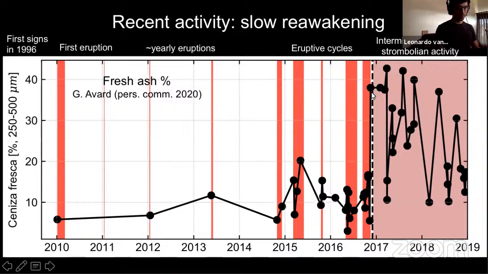But it is by 2017 when we see a big increase in the juvenile component, and the emissions became more continuous, almost continuous, and we see now Strombolian activity. Here the end of this graph is 2019, because this is the year that I started this research. So anyways, in 2019 to 2020, what we see is a decrease in the activity. So here we have the most important part of this development of the activity.